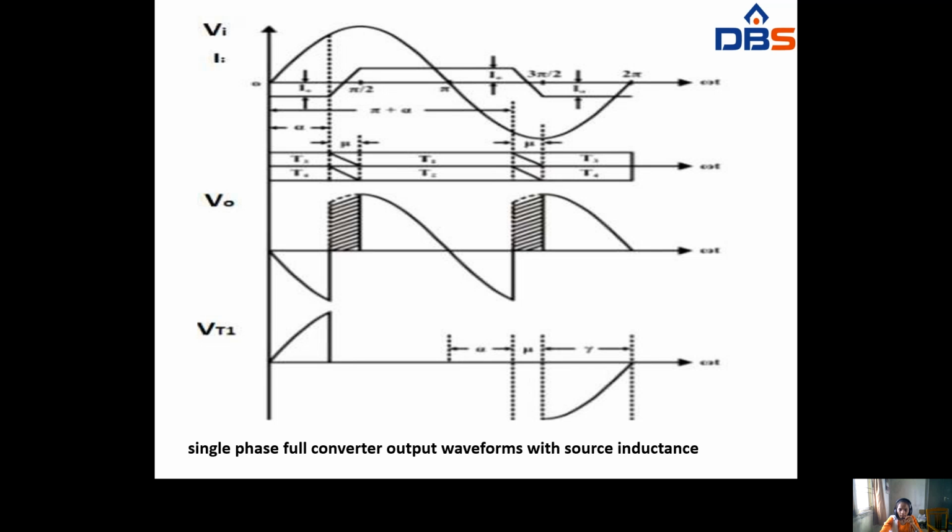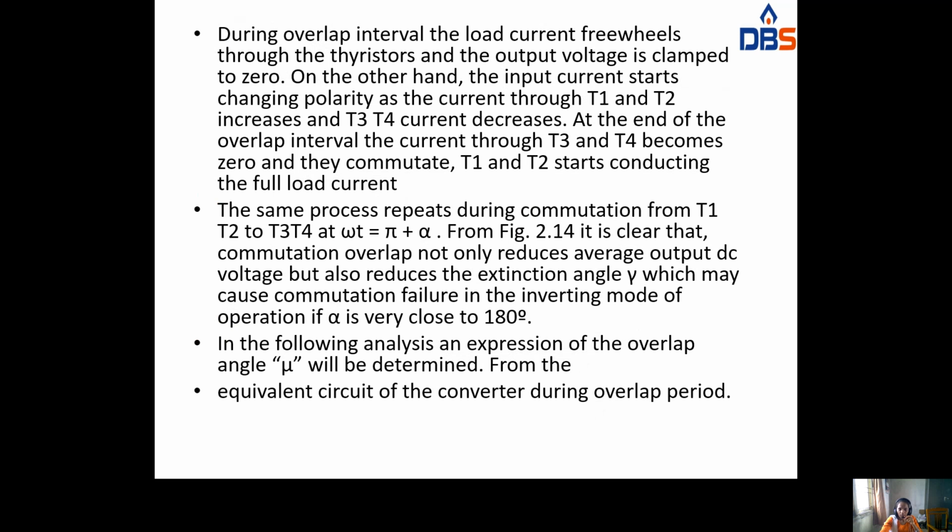Okay. Next we have to see that during the overlap interval, the load current freewheels through the thyristors and the output voltage is clamped to 0. On the other hand, the input current starts changing polarity. The current through T1 and T2 increases and the T3, T4 current decreases. At the end of the overlap interval, the current through T3 and T4 becomes 0 and they commutate. T1 and T2 start conducting the full load current.